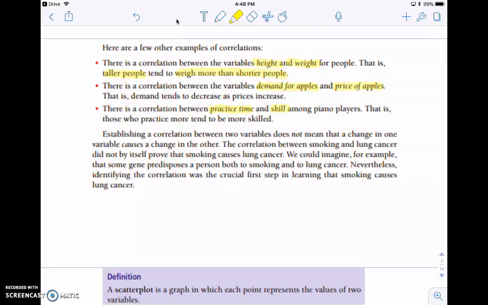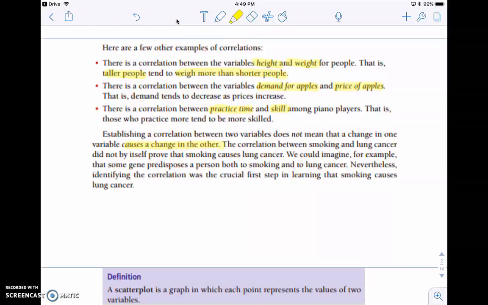But again, the thing we want to really try and highlight here at the beginning is that establishing a correlation between two variables does not mean that a change in one variable causes a change in the other variable. We notice patterns in correlation, but that pattern doesn't necessarily mean a cause all the time. Determining a cause takes much more work and isn't always foolproof.